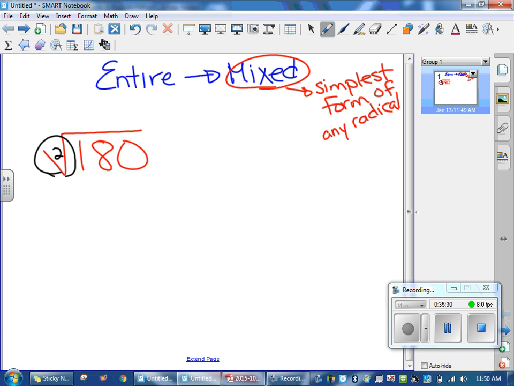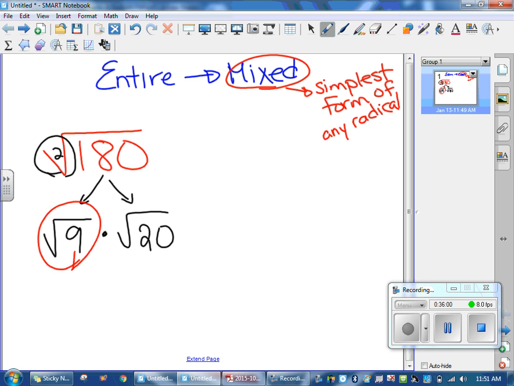I know that 18 will divide by 9, so that means 180 will also divide by 9. So I'm going to break this down. This guy is equal to root 9 times root 20. So you always put your perfect square, your perfect root first, and you solve it. So root 9 is a 3. He comes and sits beside the other radical that you have left over, root 20. Now you check and see on your purple sheet, can root 20 be broken down further?